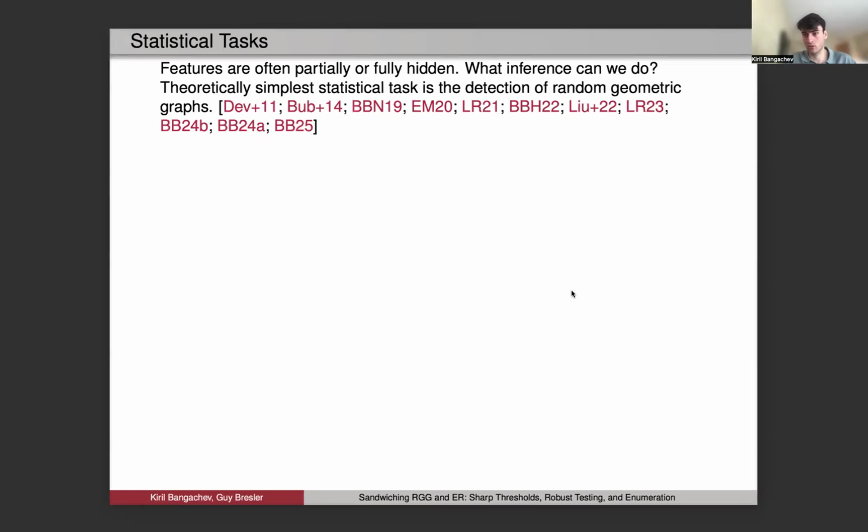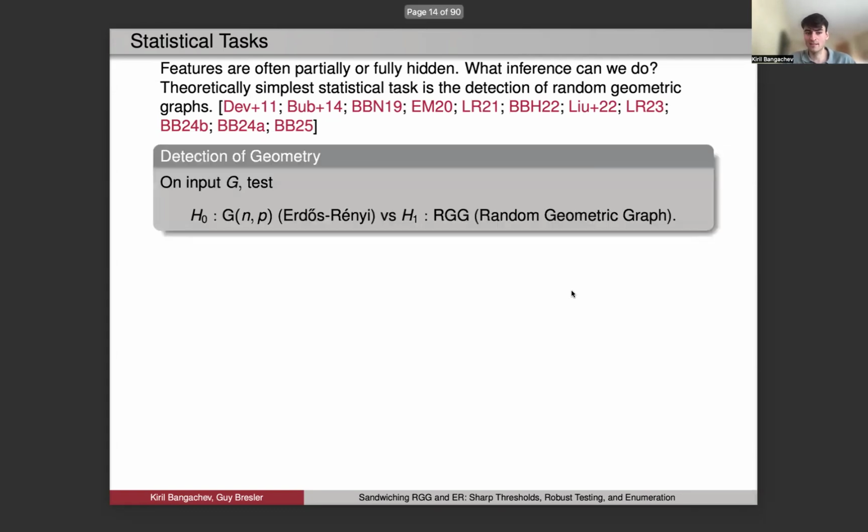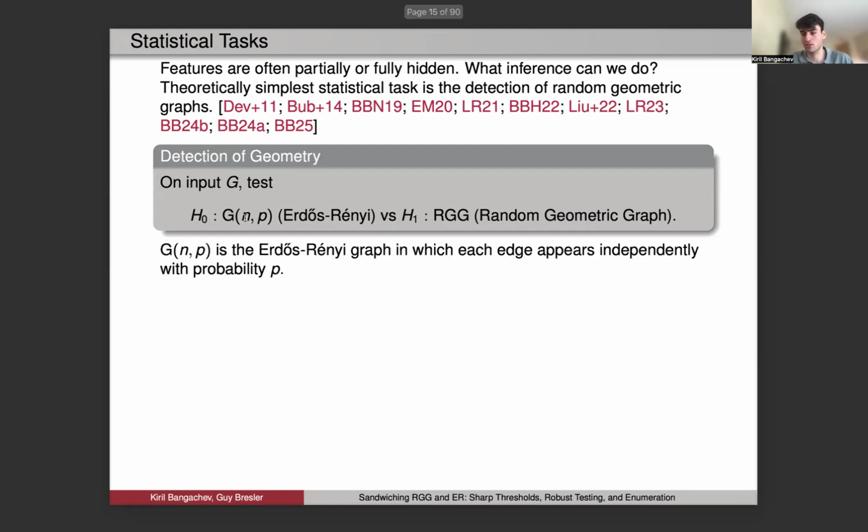This is a question that has been studied quite a lot over the past 15 years and can be formalized in terms of hypothesis testing. So by observing an n-vertex graph G, we need to decide whether it is a sample from the Erdos-Renyi distribution in which each edge appears independently with probability p, which is in a sense an absence of structure because there is no dependence between the edges, or is it a sample from a random geometric graph? So what do we know about this question after 15 years?